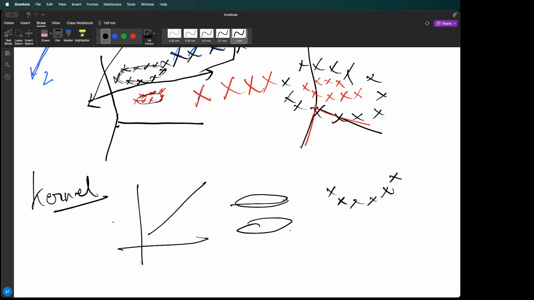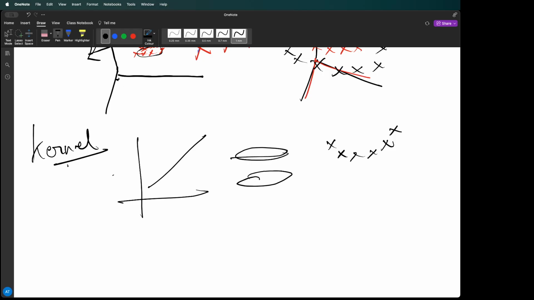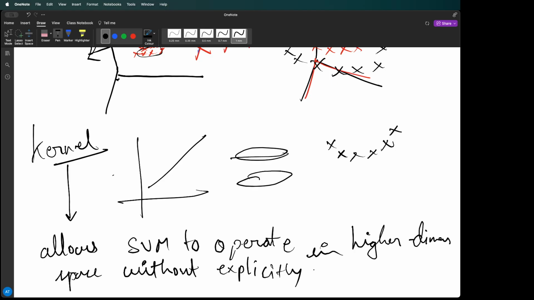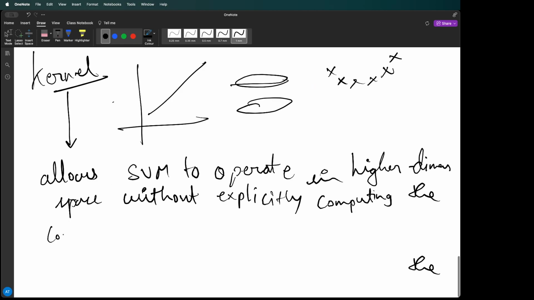Like SVM supports a kernel, which allows us to operate in a higher dimensional space without explicitly computing the coordinates of the data in the space. See, this is the bookish language that I have just spoken. Kernel, I am writing, if you also want to write, you can write: allows SVM to operate in a higher dimensional space without explicitly computing the coordinates of the data in the space.